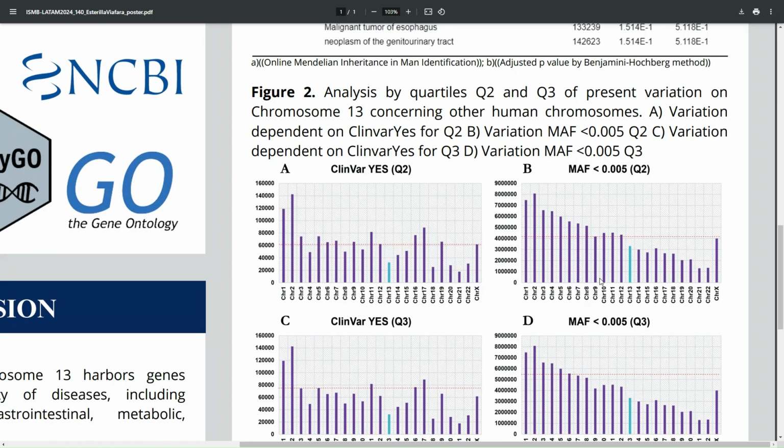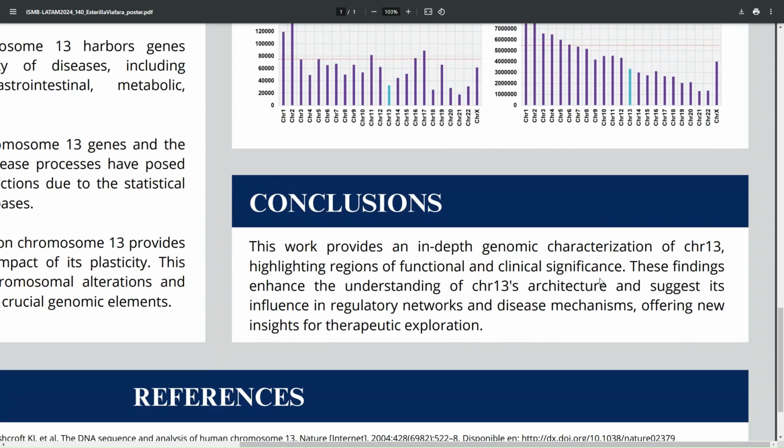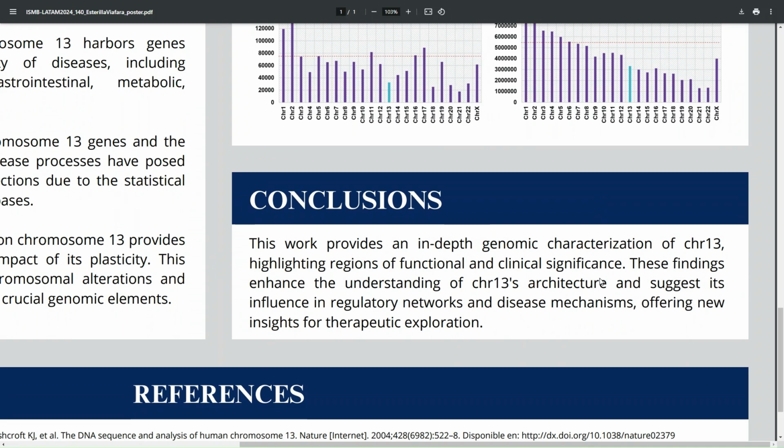In conclusion, this work provides an in-depth genomic characterization of chromosome 13, highlighting regions of functional and clinical significance. These findings enhance the understanding of chromosome 13 architecture and suggest influence in regulatory networks and disease mechanisms, offering new insights for therapeutic exploration.